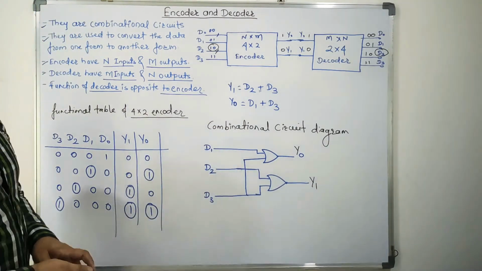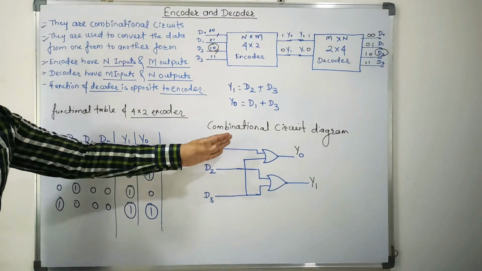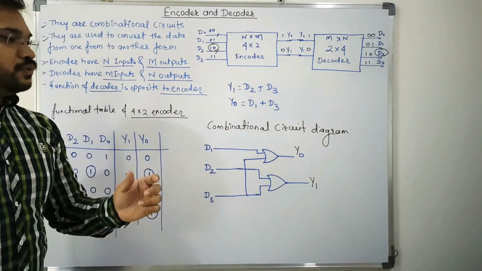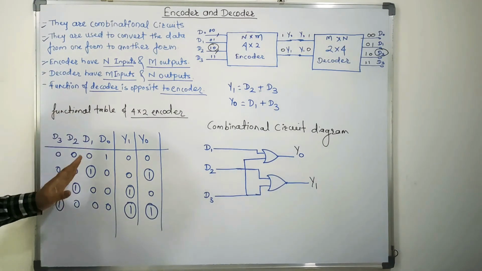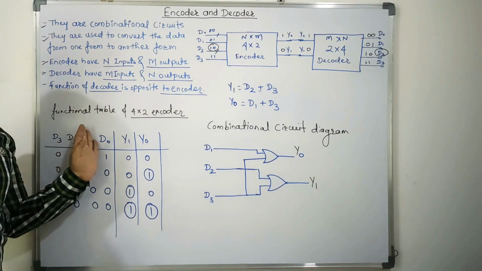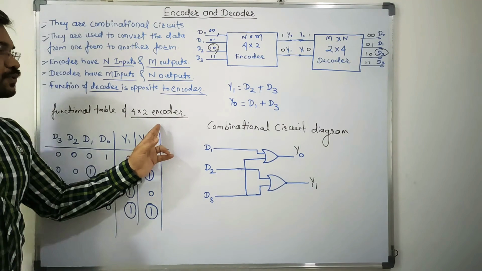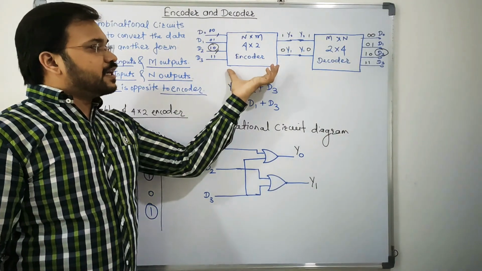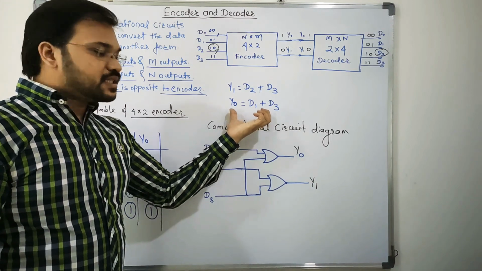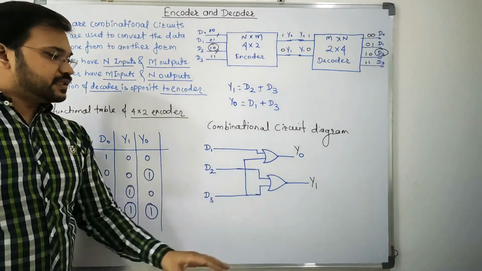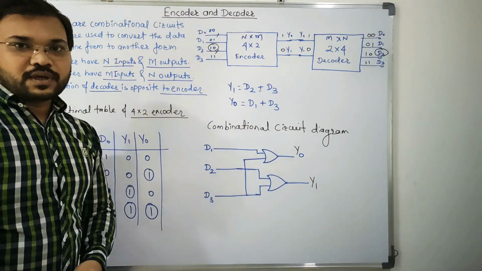In this way we can draw the combinational circuit for the 4:2 encoder. In this class we discussed the encoder, its functional block diagram and the functional table of the 4:2 encoder. This is the block diagram, and we took an example for 4:2. Here is the equation, and next is the combinational circuit diagram for this. Okay, thank you.